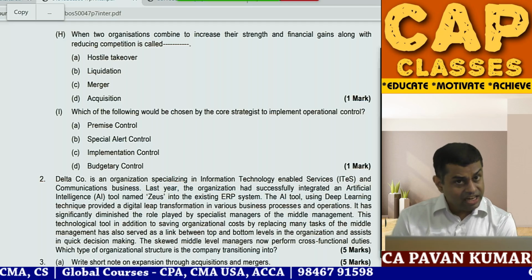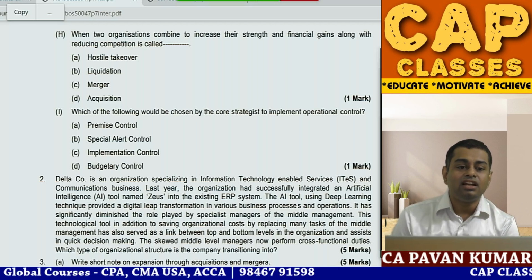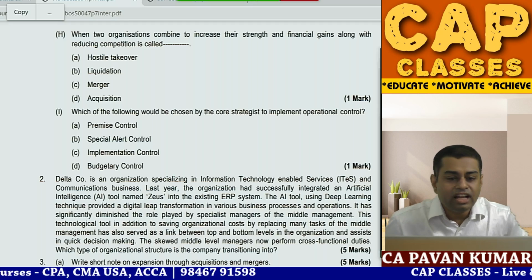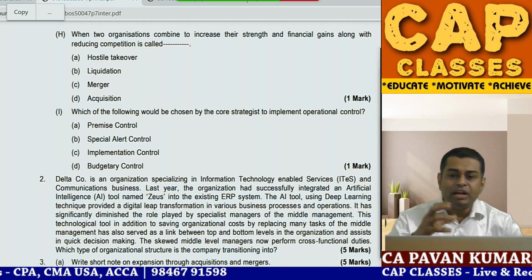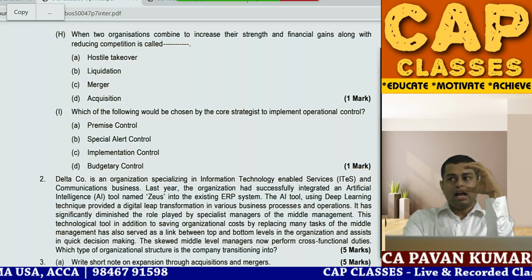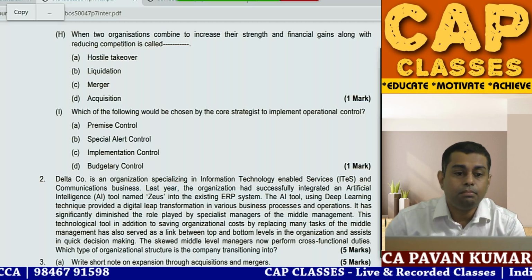Is it a hostile takeover? No. Is it liquidation? Seriously, where is liquidation here? Three, is there a merger? Four, is there an acquisition, one company acquiring another company? So what is the correct answer? C is the correct answer. Merger is the correct answer.